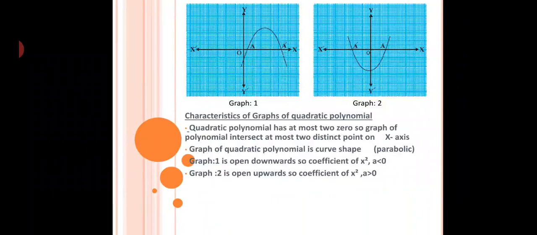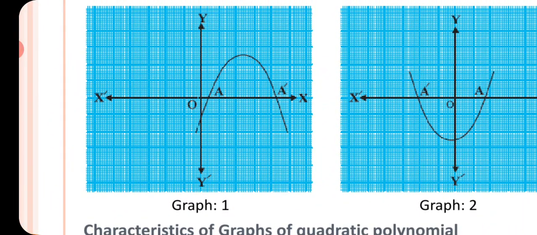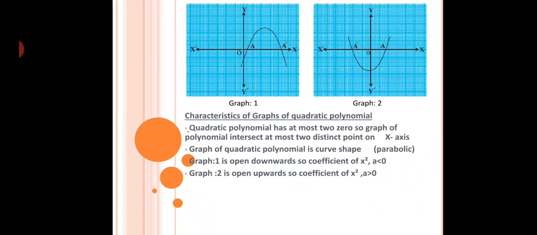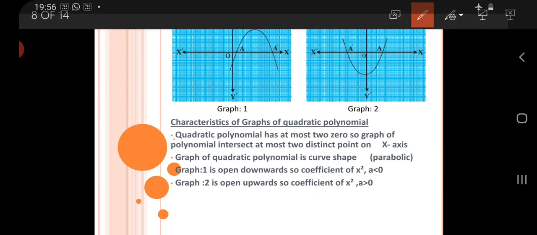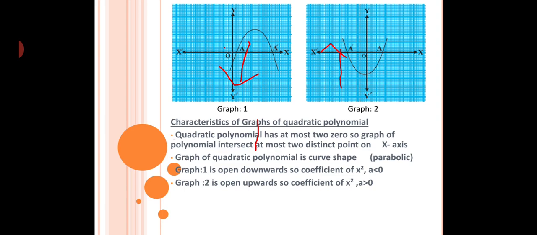So here you can find out further. There are two parabolic curves, but there is a specificity in graph 1 and graph 2 also. Here in graph 1, the parabolic curve is open downward. And in graph 2, the parabolic curve is open upward. You can find that. So what is the interpretation of all this?